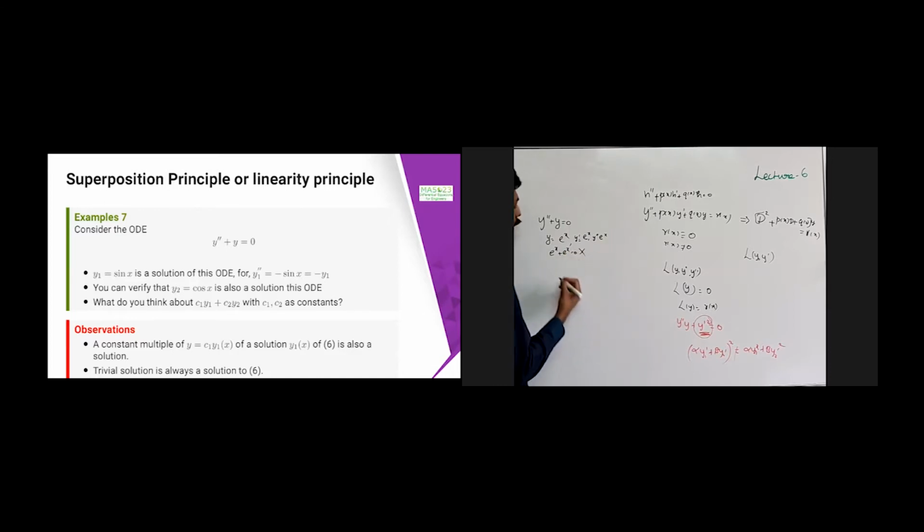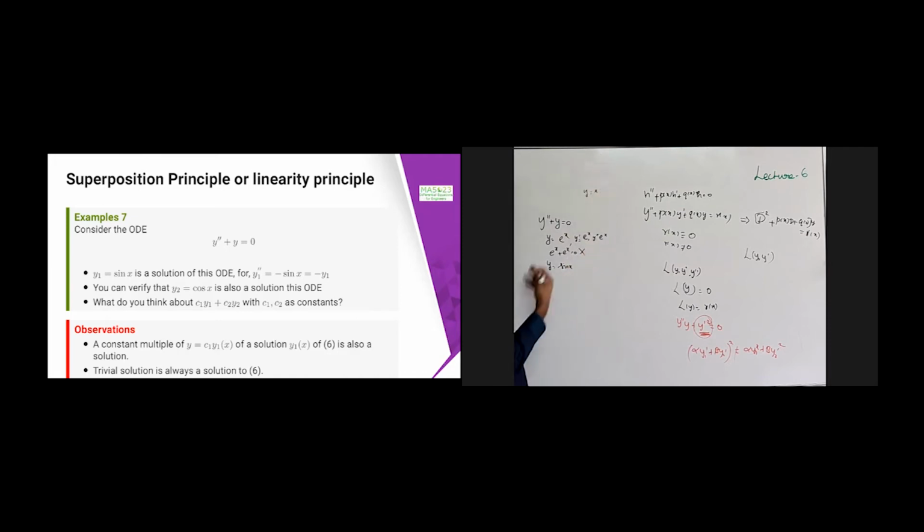So you can take some other function, for example cos x or sin x. Some known function I'm taking. Let's take y equal to x. Then you can substitute it here: y is x, but y dash is 1 and y double dash is 0, so this is not going to satisfy. Similarly, you can try different solutions.